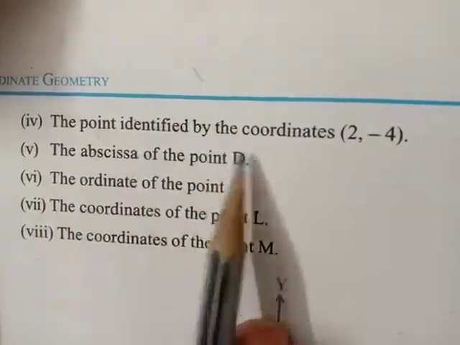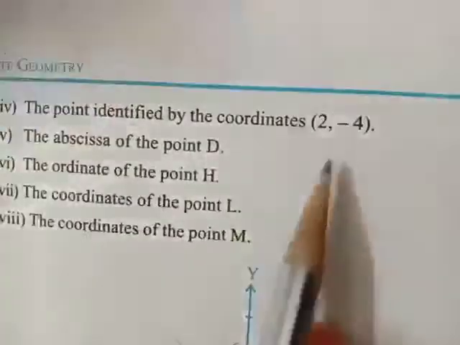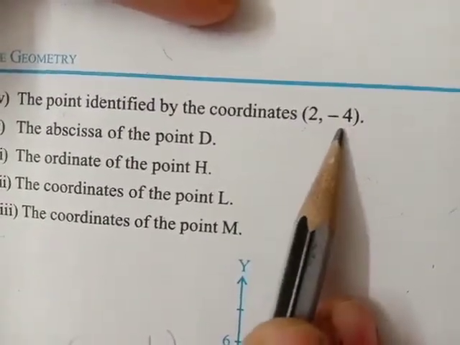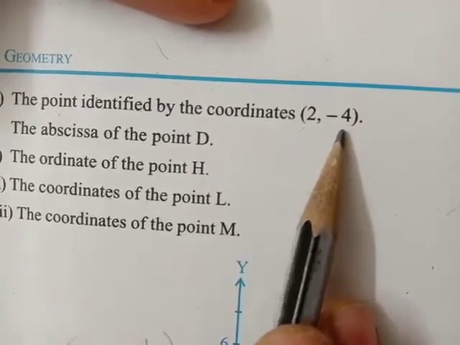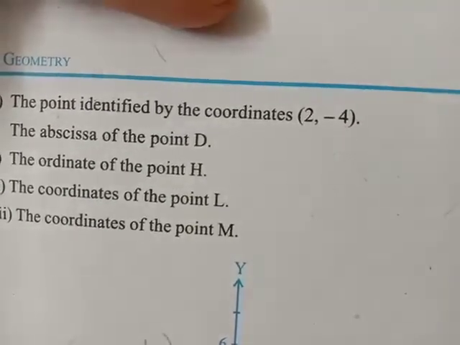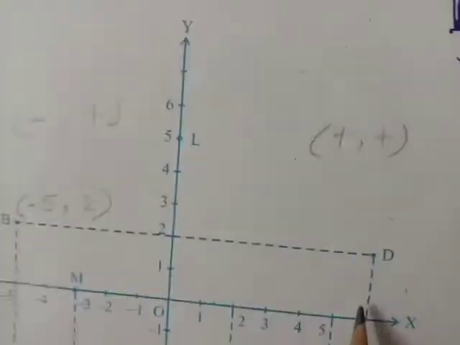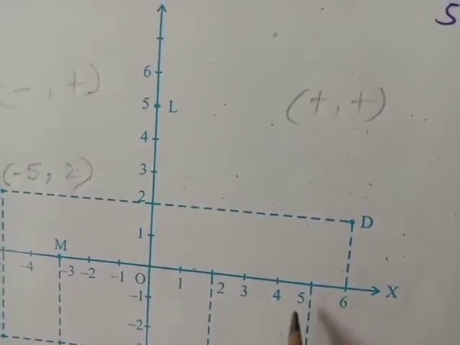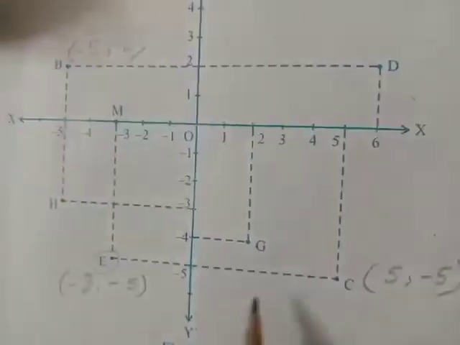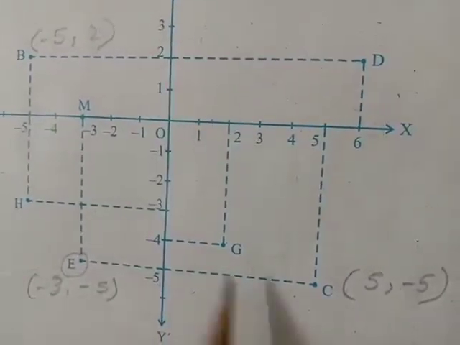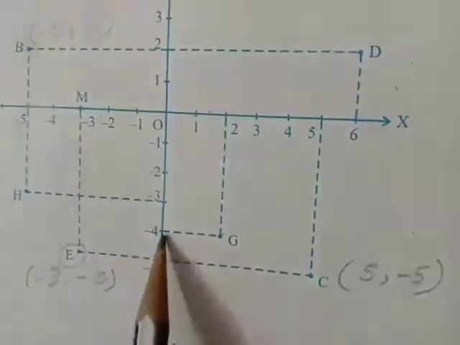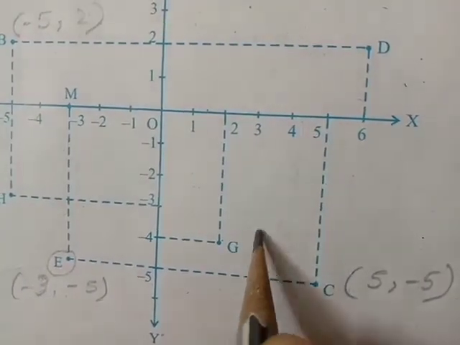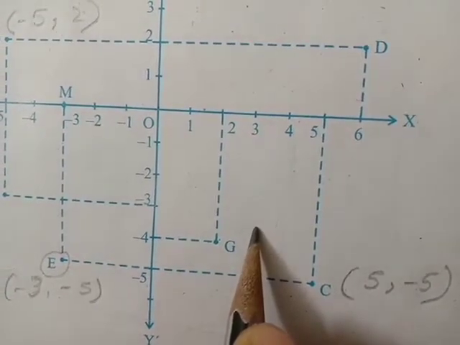Now the fourth one. The point identified by the coordinates 2, comma, minus 4. So the x coordinate is plus and the second coordinate is minus. So it is in which quadrant? X is plus and y coordinate is minus, so it will come in the fourth quadrant. So 2, comma, minus 4. Which is that point? It is the point G.